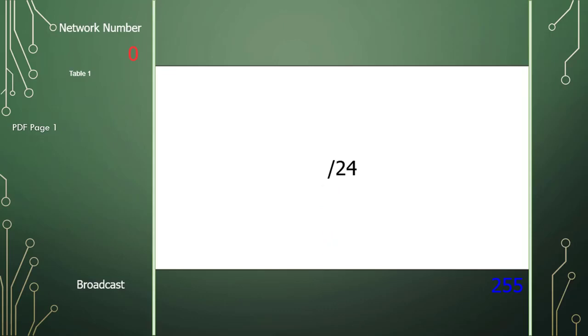And our network numbers will always be in red in the upper left, and our broadcast addresses will always be in blue in the lower line. The green lines represent the boundaries of our subnet. So in this case, we're a /24, and that means we'll be going from 0 to 255. That is, in fact, 256 values, as 0 is a legitimate value. A lot of people have asked, wait a minute, you said it was 256. 0 is a legitimate value, so that means we go from 0 to 255, which is 256 values.